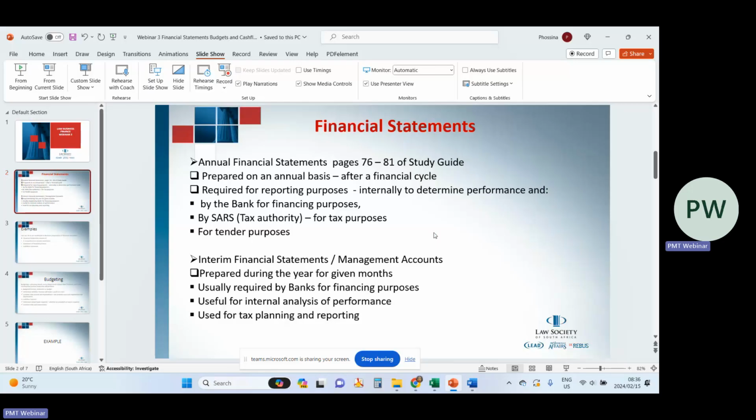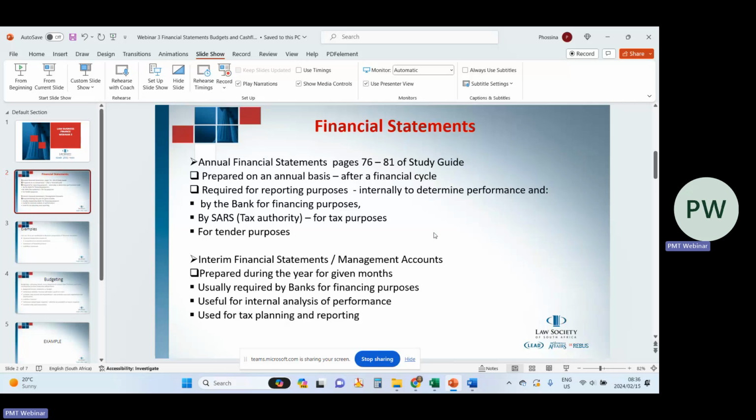You don't want to wake up one day and realize there is SARS knocking at your door and they are saying you're not compliant. So please ensure that you prepare your annual financial statements, you do your taxes on a 6 month basis, on a yearly basis. When you are supposed to register for VAT, you ensure you register. When you're supposed to register for pay as you earn, you also register. So annual financial statements are very crucial.